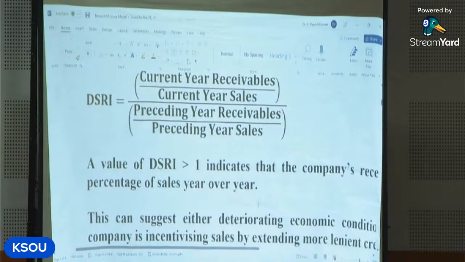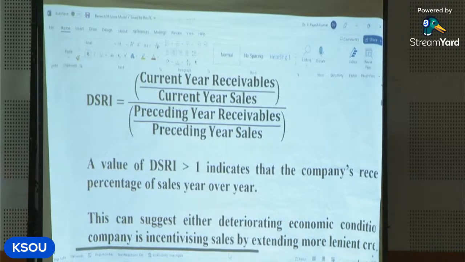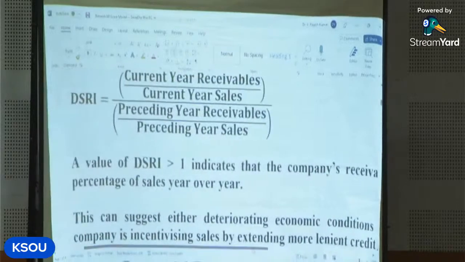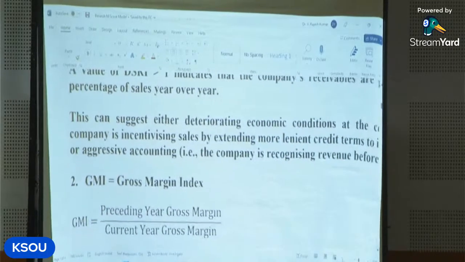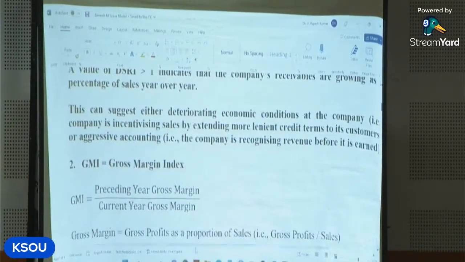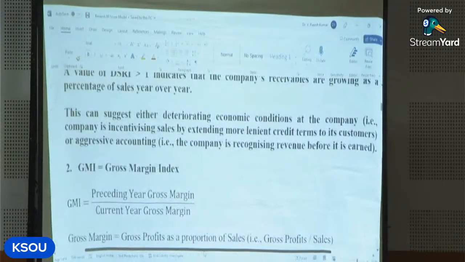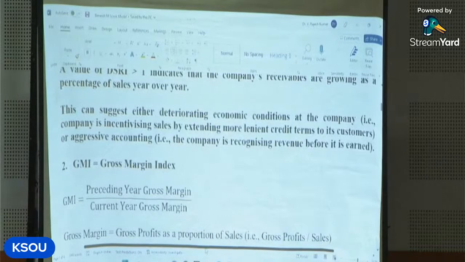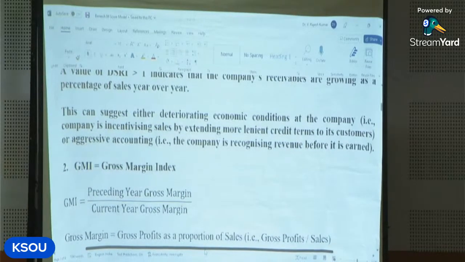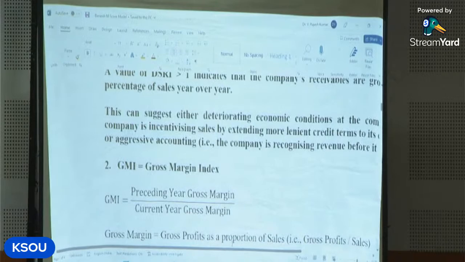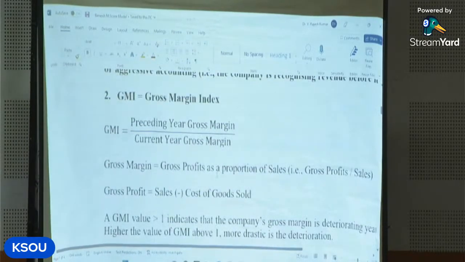But let's say it is greater than 1. When will it be greater than 1? When current year receivable percentage on sales is more than last year receivable percentage on sales. It indicates company's receivables are growing as a percentage of sales over the year. This can suggest either deteriorating economic conditions at the company, or that the company is incentivizing sales by extending more lenient credit terms to customers, or aggressive accounting, that is, recognizing revenue before it actually happens. So greater than 1 is a danger signal, less than 1 is healthy. Okay, this is one scenario, but based on one single factor we can't judge anything. Keep in mind.